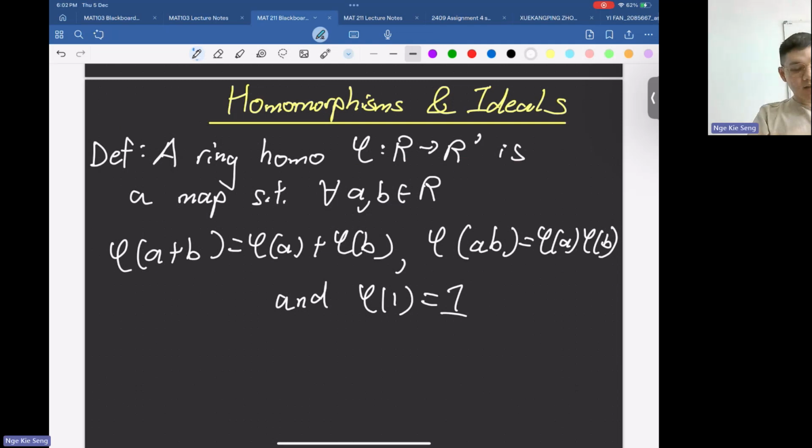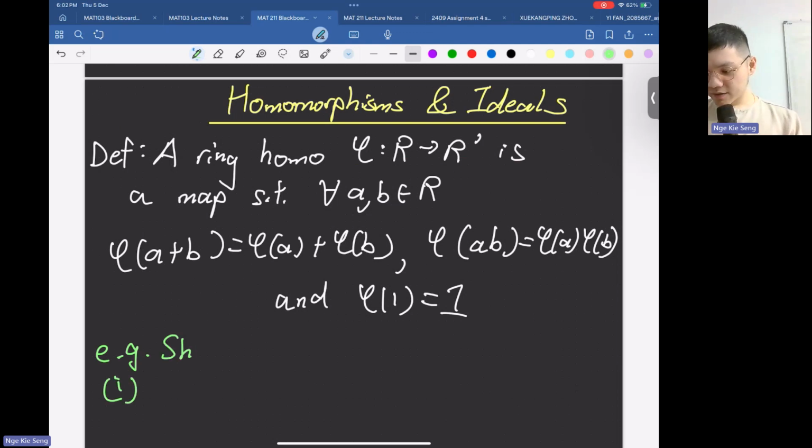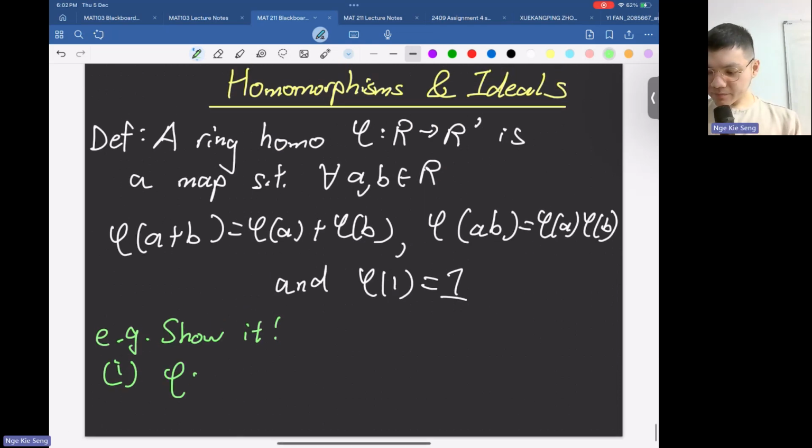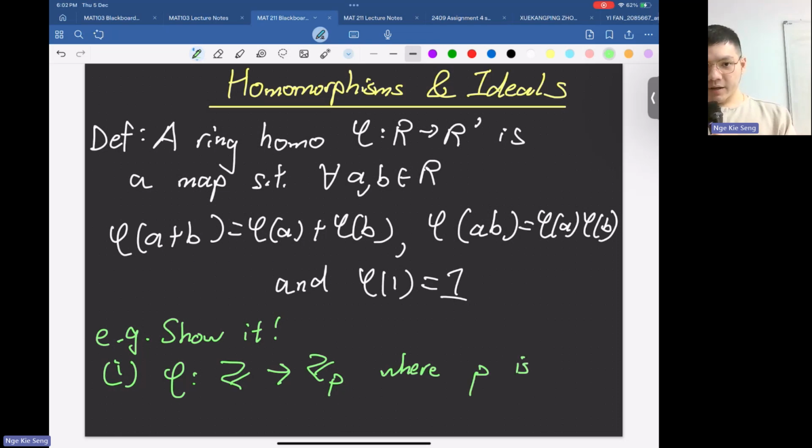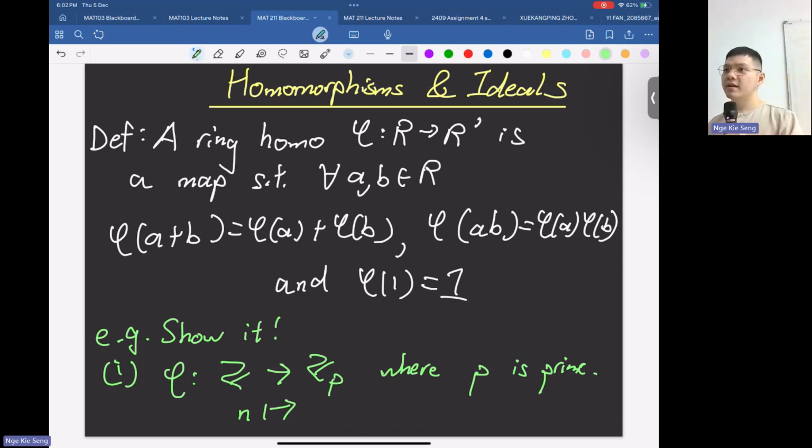So what sort of ring homomorphism have you had? Please go back and check, and try to show them yourself. For example, we could have a map from Z to Zp, where p is prime. So what's this map? Can you guess? Send n to where? n mod p.